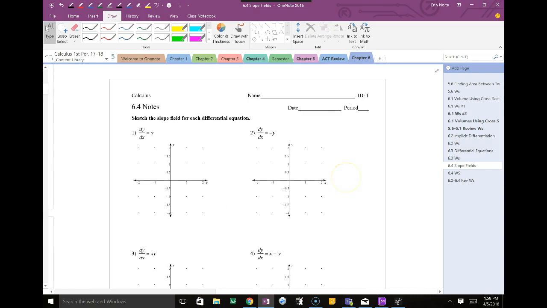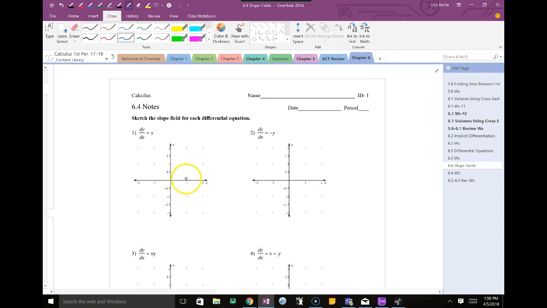Okay, so you should have this page in front of you. You're going to fill this out as we go. What we're going to do is fill in the slopes, or draw a little line to represent the slope at each of the nice ordered pairs. You do see that this is in halves. We're not going to do halves, we're just going to do whole points.